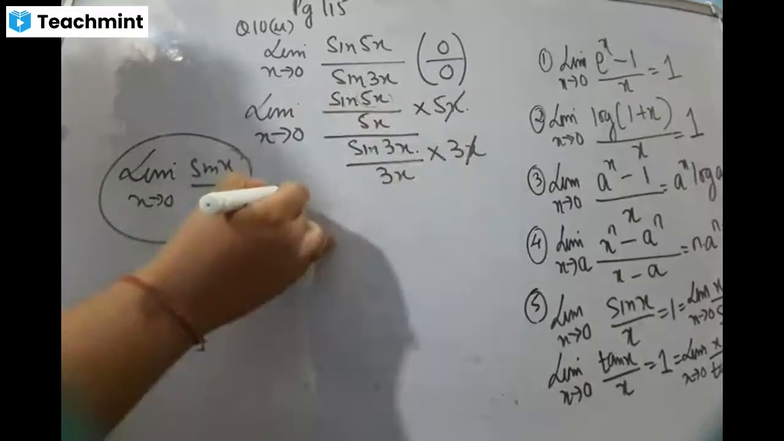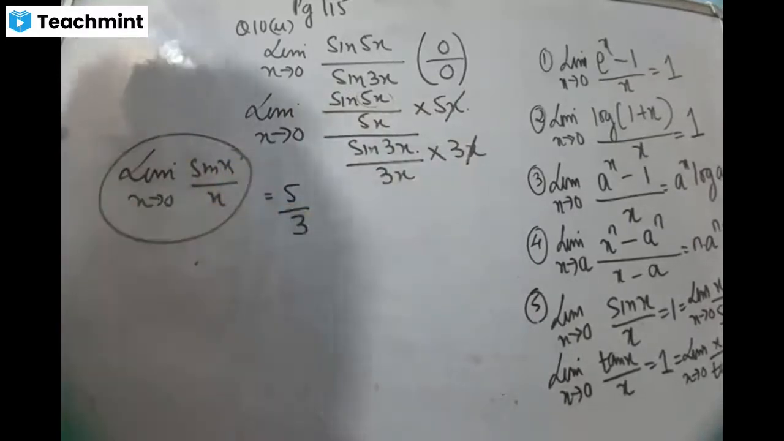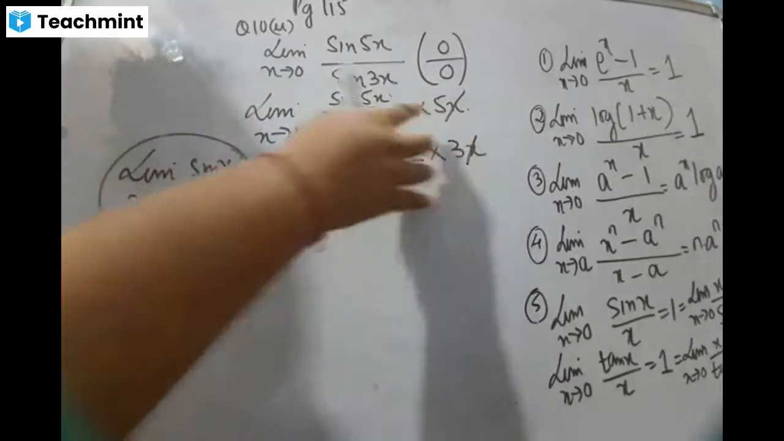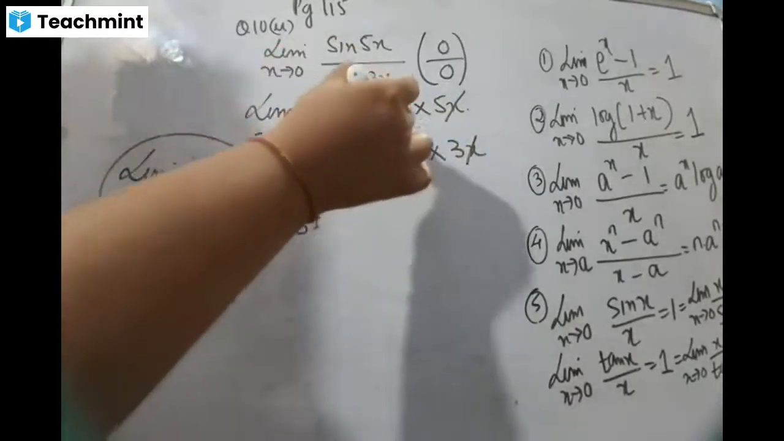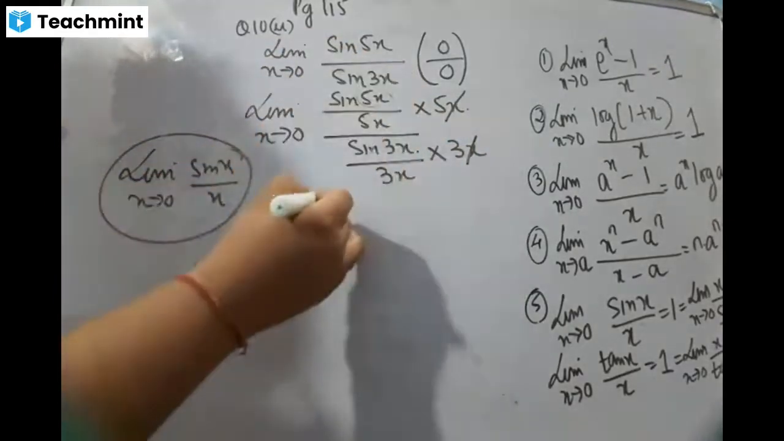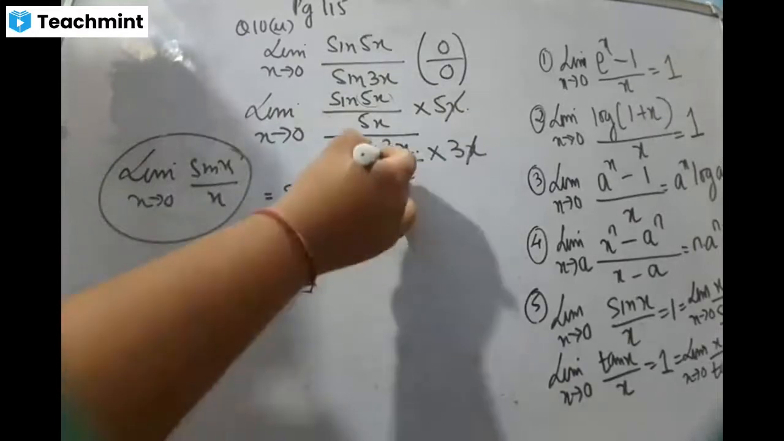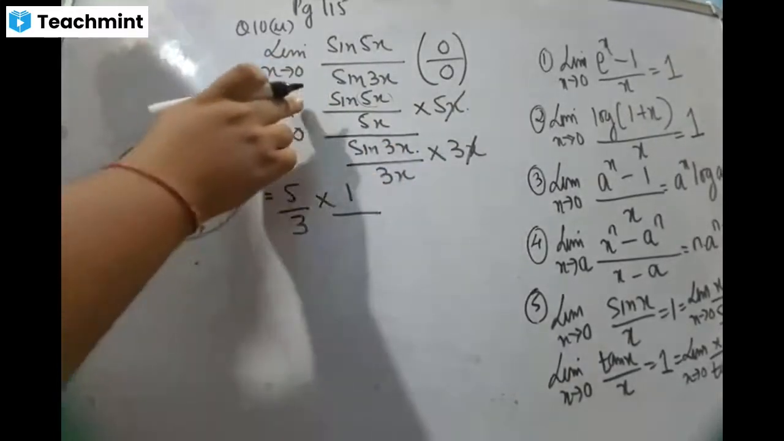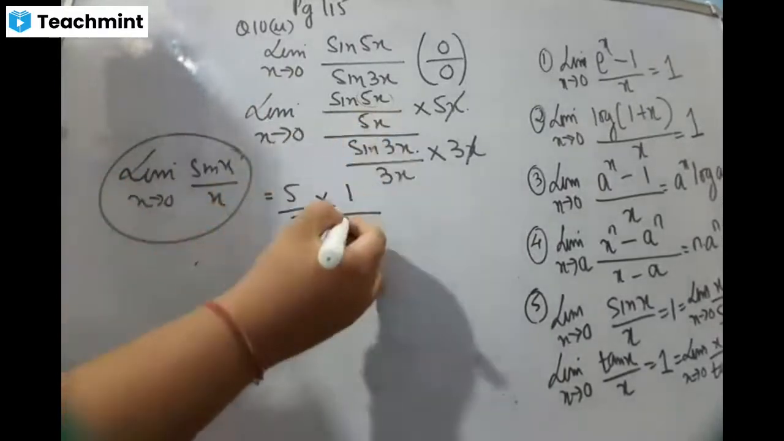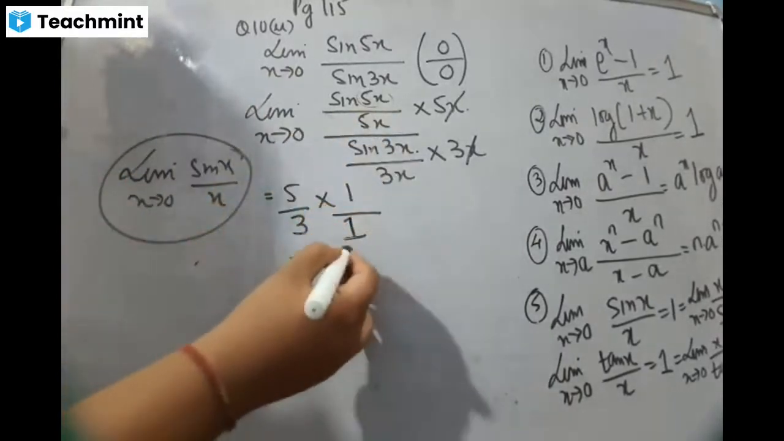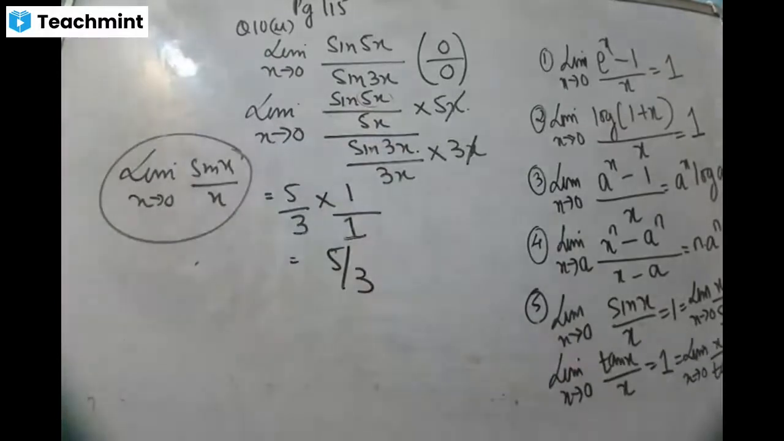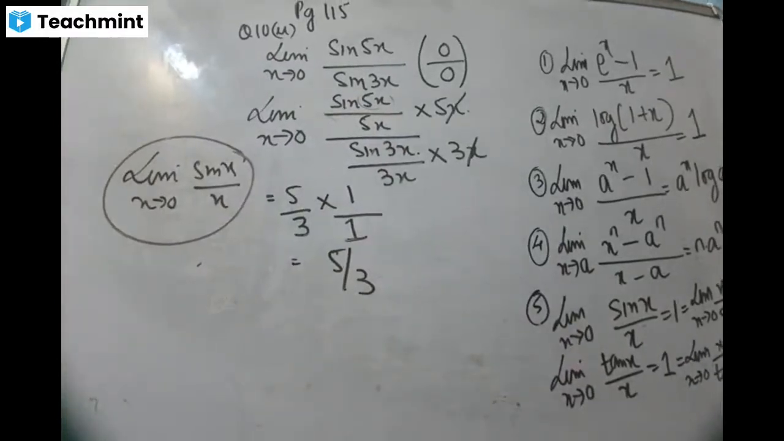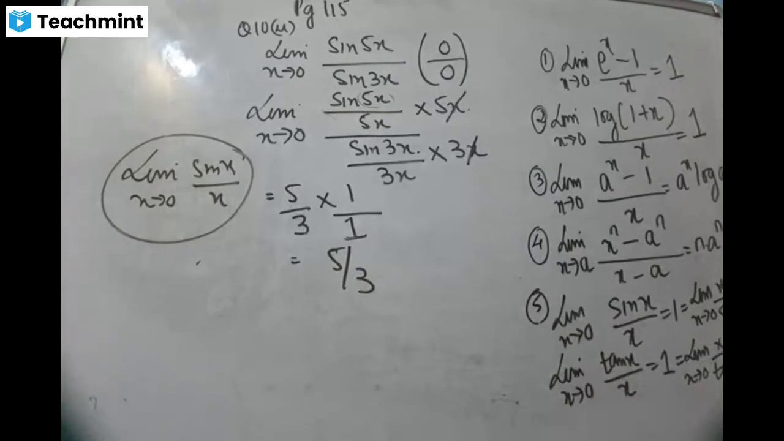5 by 3 is a constant, so it comes out, because this is 5 and this is 3. It's a constant. What is the value of sine 5x by 5x? The value of this is 1. Because this limit is for the numerator as well as the denominator. So what is limit x tends to 0, sine 3x by 3x? That is also equal to 1. So the final answer is 5 by 3. See, it is so simple. You just have to manipulate or convert the question into the property that has already been given to you.